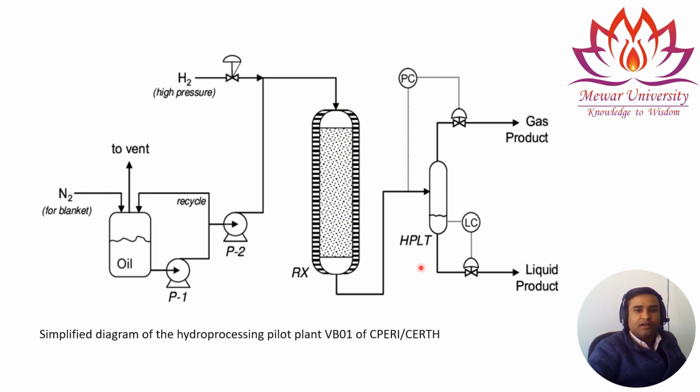Under this high pressure and low temperature condition, at the top we are getting the gas product, and at the bottom we are getting the liquid product. Just by reacting with the hydrogen, the impurities get separated and make hydrogen compounds, and we get the sweetened fractions of the petroleum.